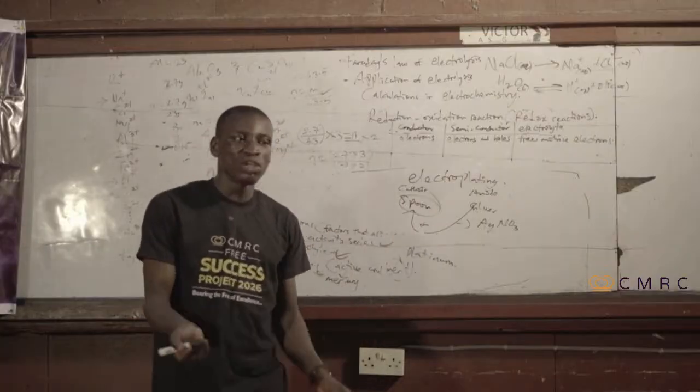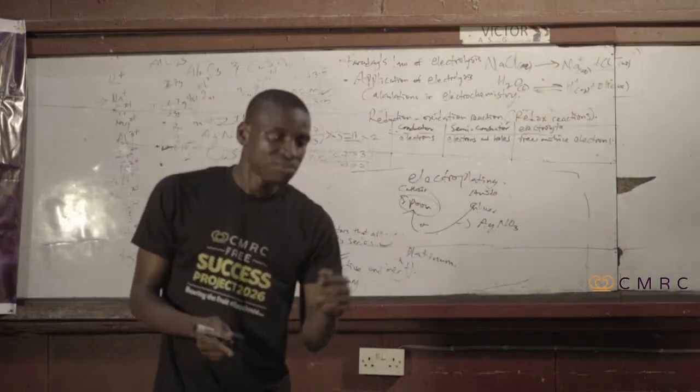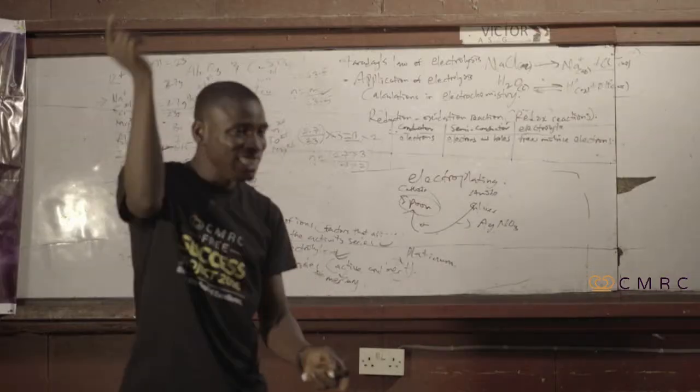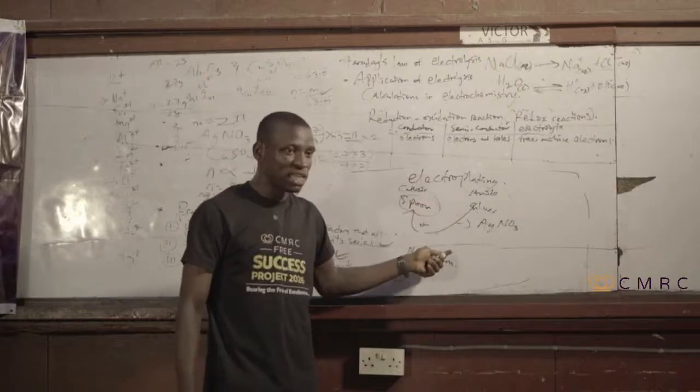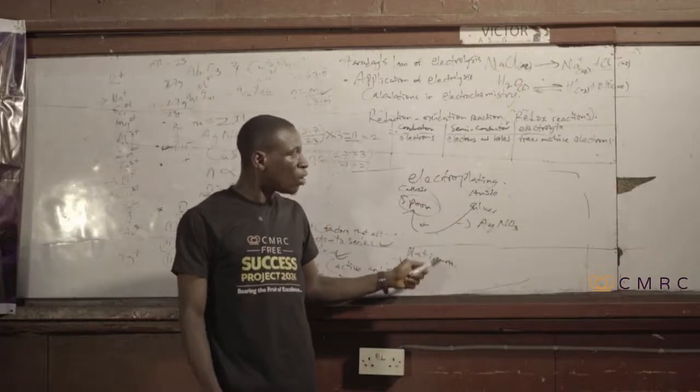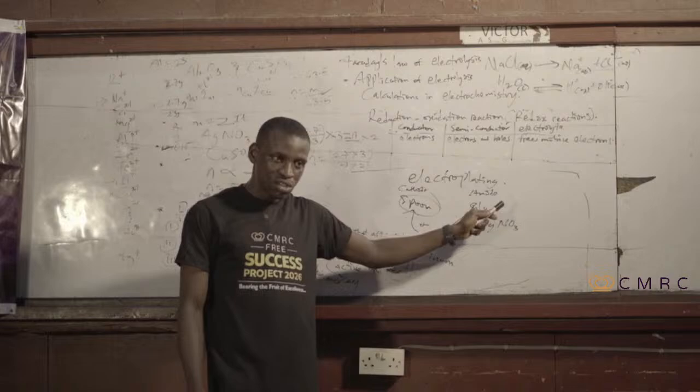So whatever you want to electroplate, you make it the cathode. What you want to plate it with, you make it the anode. And then you make sure that the electrolyte is a what? Is a compound or salt of the anode. So that's the way it's done.